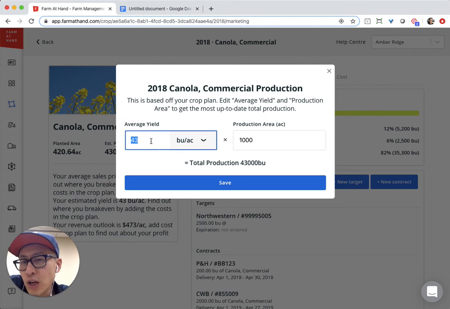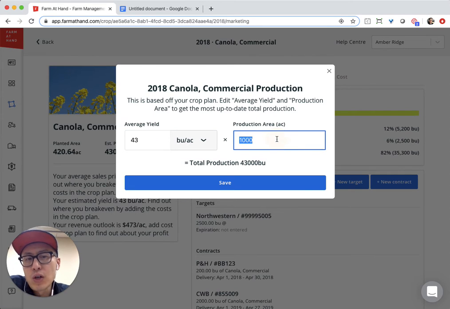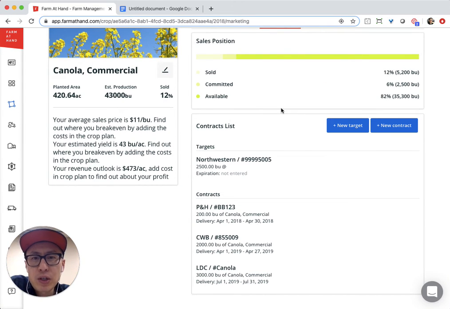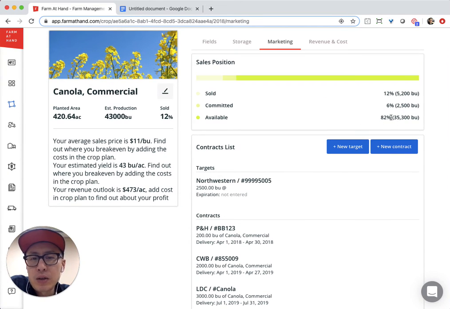Now, this estimated production can also be adjusted. What if you change this average yield, or you change your field total, the production acres, the number of fields that you're producing in? That will impact your estimated production, and then that will also impact your available number here. So again, this number always relates to your estimated production, what you're planning on producing for the year. It does not account for the amount that is in storage, which might be quite different here.